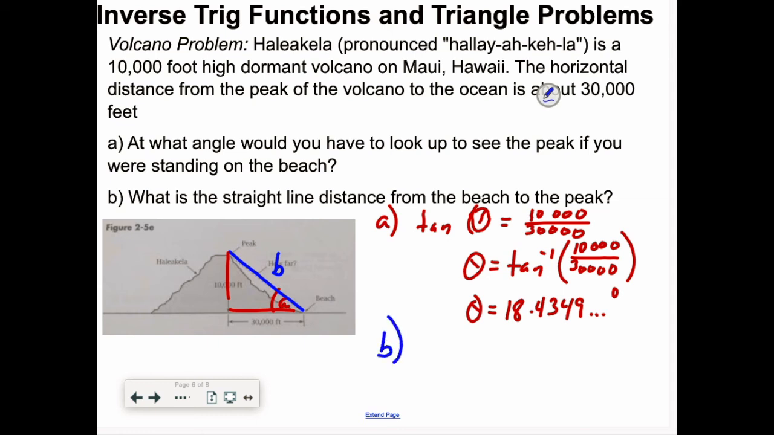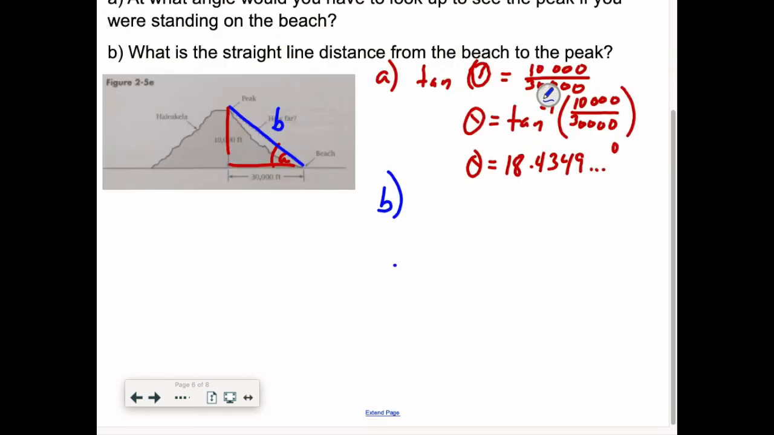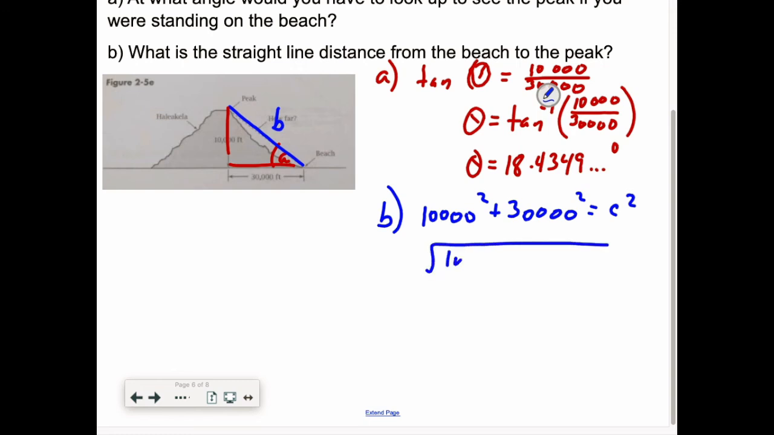Now let's talk about B. There are a couple of different ways you could find B. One way is you could use either of the two side measurements you have, and either sine or cosine to find the hypotenuse. I'm going to take a slightly different approach, and I'm just going to use the Pythagorean theorem. This is a right triangle, so I'm just going to take my square root, that equals C, plug it into a calculator, and I'm going to get C is approximately 31,622.7766 feet.